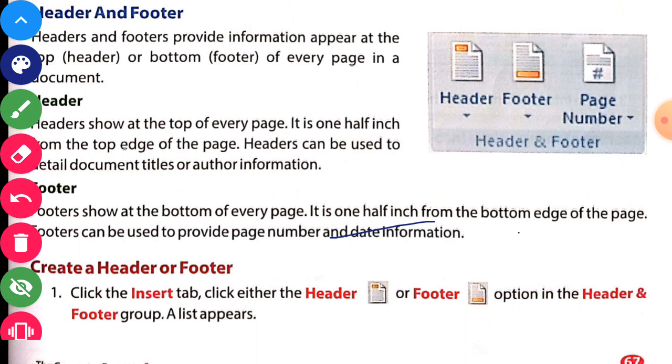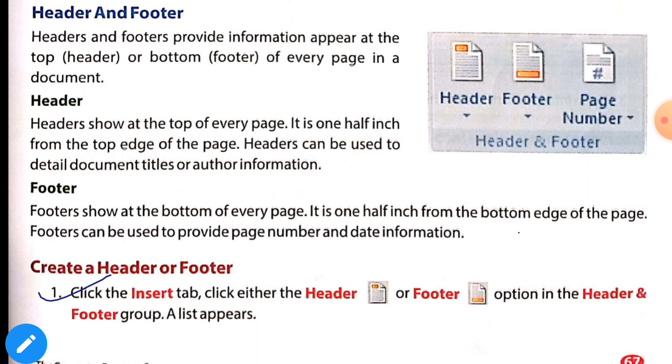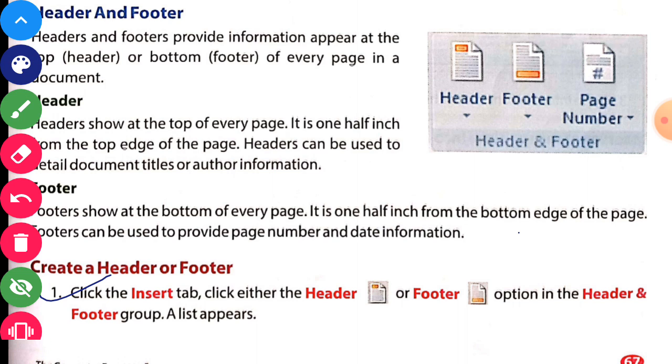Okay, children. Now let's know about creation of header and footer. How we create a header and how we create a footer. To create header and footer, we will have to follow these steps. The first step is click the insert tab and click either the header or footer. You can click either header or footer option in the header and footer group. A list appears when you click insert tab and click header or footer.